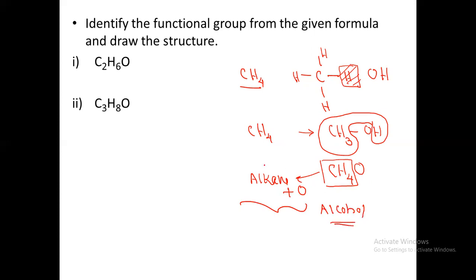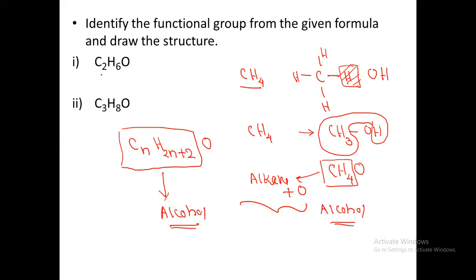So how do we find out whether the compound is an alcohol or not? It's very easy. You just check for the alkane formula. We know the general formula of an alkane: CnH2n+2. So along with the alkane formula, if we find an O, oxygen, with that, it's always going to be an alcohol.